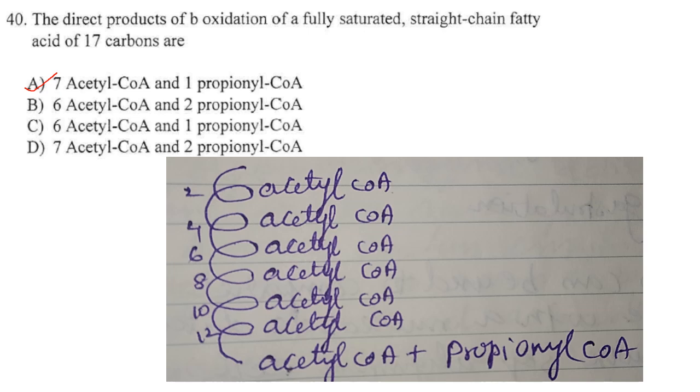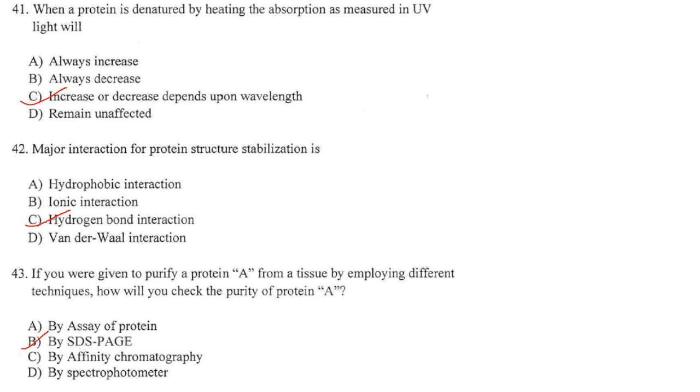Now they have asked a similar question in 2023 also. Then when a protein is denatured by heating, the absorption as measured in UV light will increase or decrease depending upon the wavelength. So the answer is option C. Major interaction for protein structure stabilization is your hydrogen bond interactions. So the answer is option C.